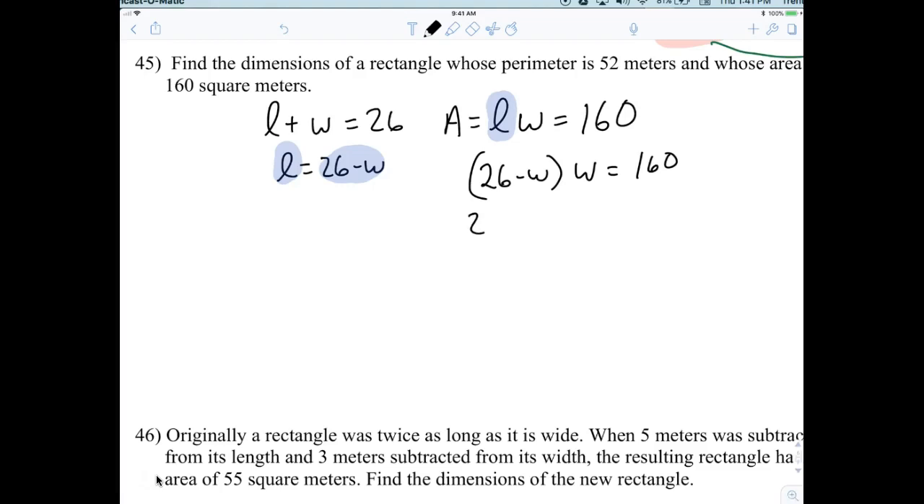Therefore, 26W minus W squared is equal to 160. Any issues with that?